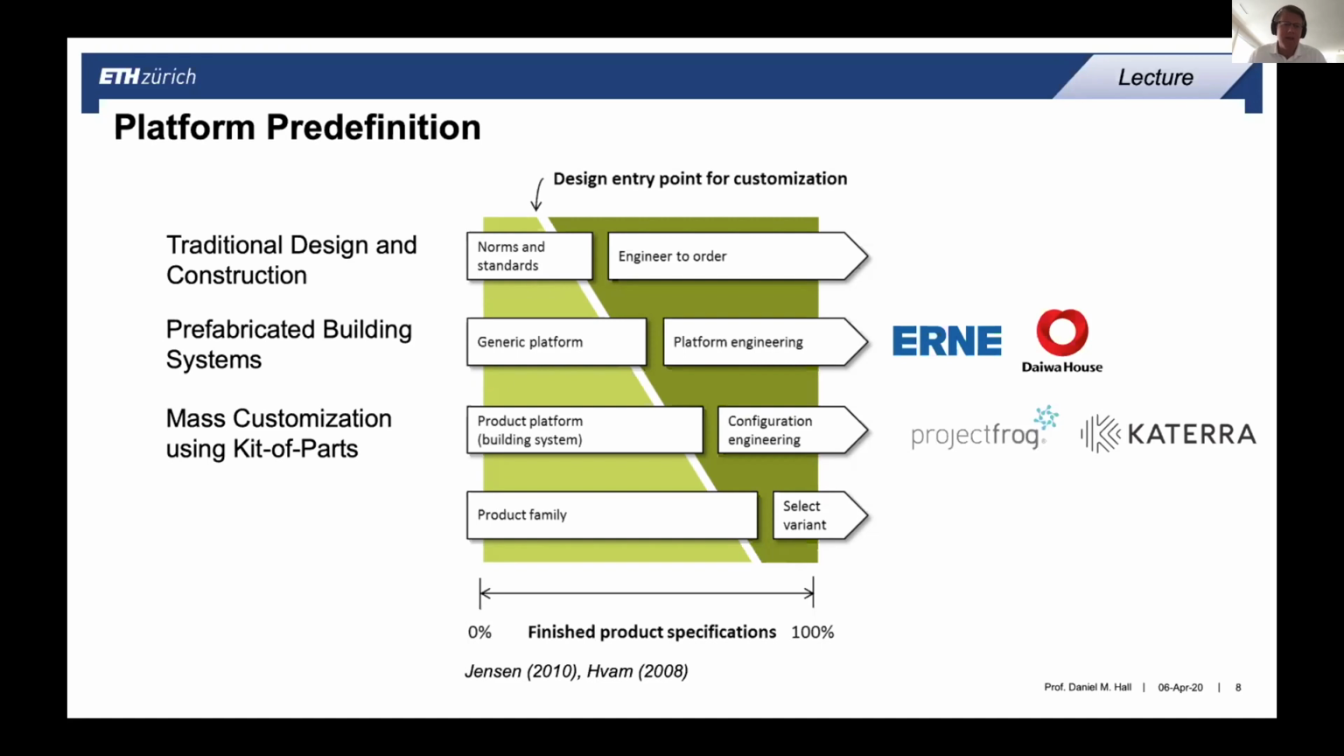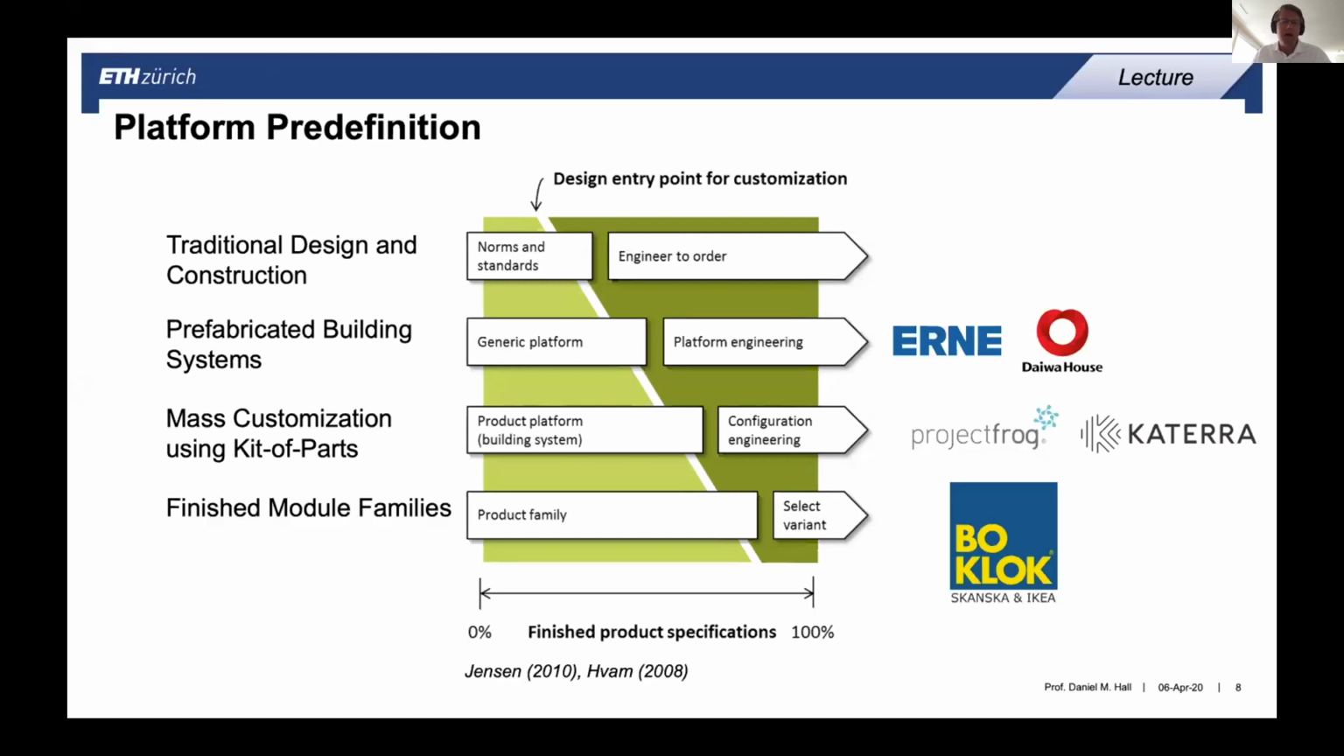Next, you have the idea of mass customization using a kit of parts. And this is the idea that you create a product platform for the entire building system. And then the customization point is really a configuration engineering process. We're going to say a lot more about that because that's the topic today. But the two examples we've used in the case studies was first Katerra, and the second one, which we'll hear from in the second half of the lecture, is from Project Frog. These are two companies that use different business models. Katerra is vertically integrated. Project Frog is more of a digital systems integration, but they still use the same approach to platform predefinition, which is to define a specific kit of parts and then engage in configuration engineering.